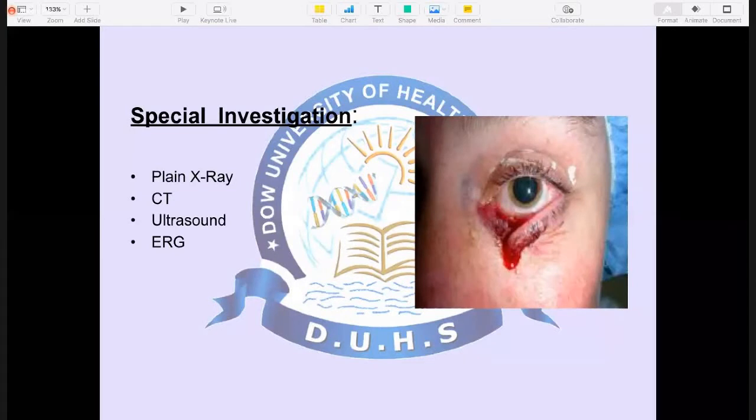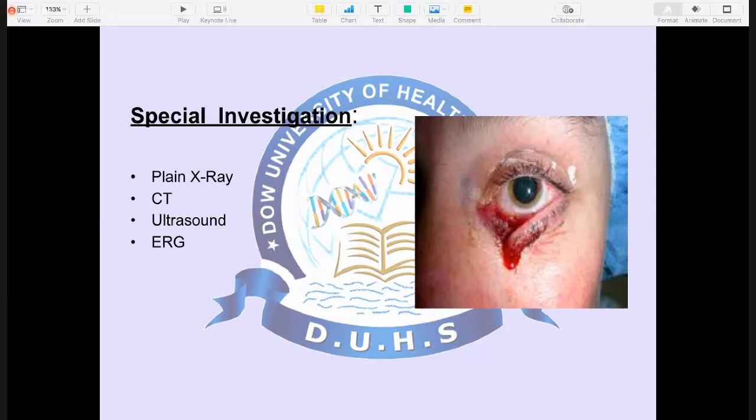So the investigations that need to be carried out can include a plain X-ray if you don't have the facility of a CT scan. You can do a CT scan. You can do an ultrasound of the eye if the cornea is really opaque or if the lens is cataractous and you're not able to see the fundus. And you can do an electroretinogram too, which tells you about the integrity and the function of the photoreceptors of the eye. So simply put, it tells you about the status of the retina. If you have a foreign body impacted in the retina, you can do an ERG and it will tell you how healthy your retina is.